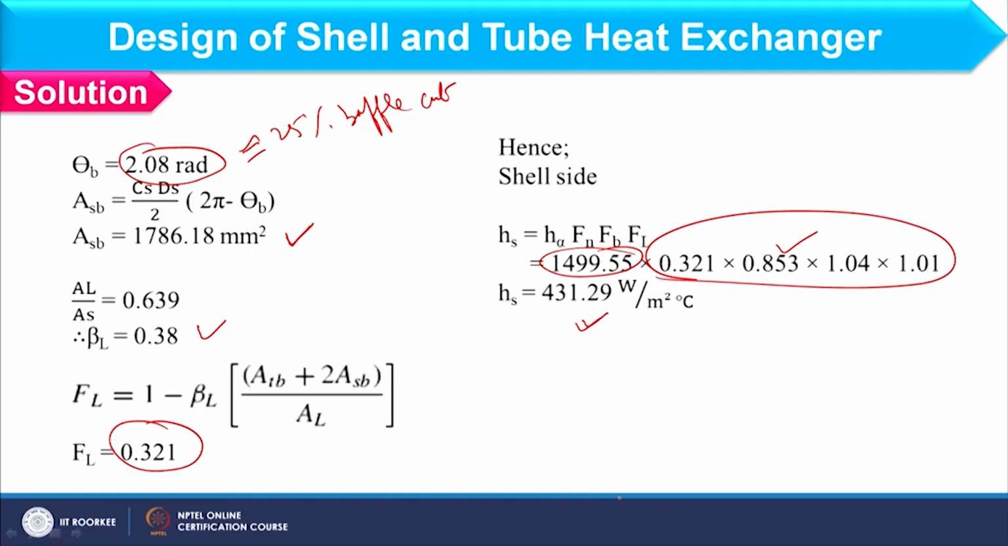So, the final heat transfer coefficient in shell side you can obtain as 431.29 watt per meter square degree Celsius. Okay. So, this is the solution of example 2.